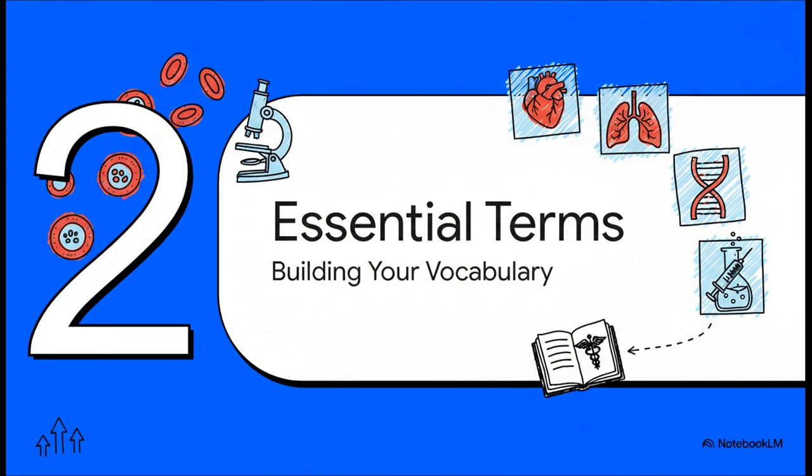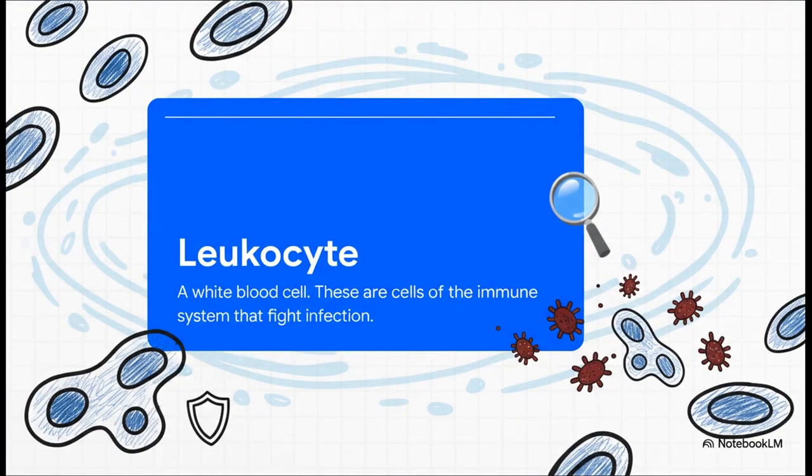Now that we've got the basics down, let's build our clinical vocabulary. Honestly, mastering these next 5 terms is going to make a huge difference in your daily conversations, both with colleagues and with your patients. Our first term is leukocyte. Now, listen carefully to the pronunciation. Leukocyte. Let's try it again. Leukocyte. See how the stress is on that first syllable, leu? These are the white blood cells, basically the soldiers of our immune system.